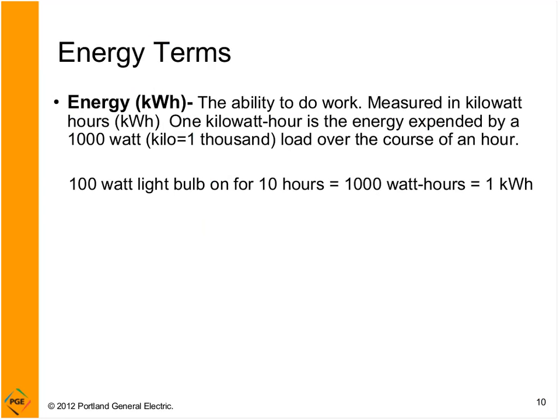Okay, we're going to shift away from the plan for a quick second and review some energy terms. I'm sure a lot of this might be repetition for some of you, but I'd like to still go over them. So let's go over energy, which is notated in kWh, that's kilowatt hours. This is defined as the ability to do work. Measured in kilowatt hours, 1 kilowatt hour is the energy expended by a 1,000 watt load over the course of an hour. So let's say you have a 100 watt light bulb on for 10 hours. This in turn equals 1,000 watt hours, which then equals 1 kilowatt hour. Just to give you a quick example and refresher.